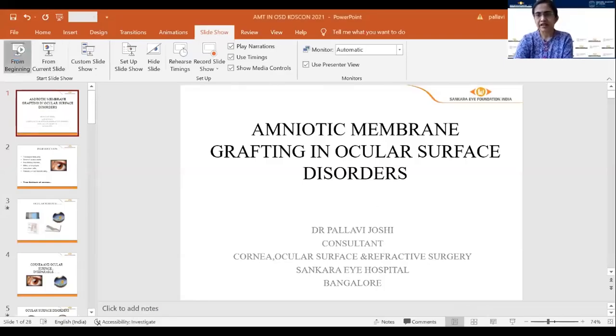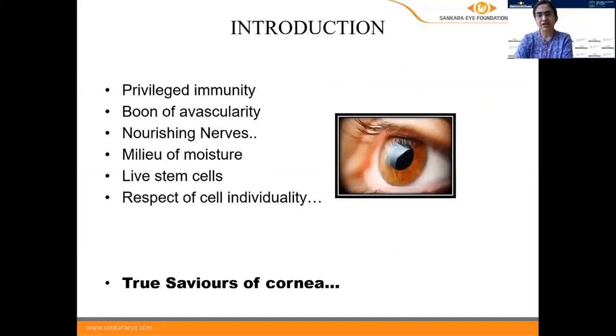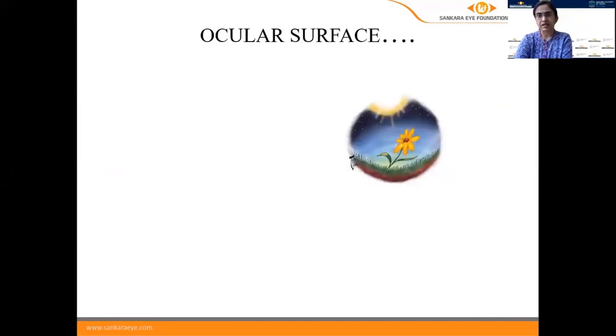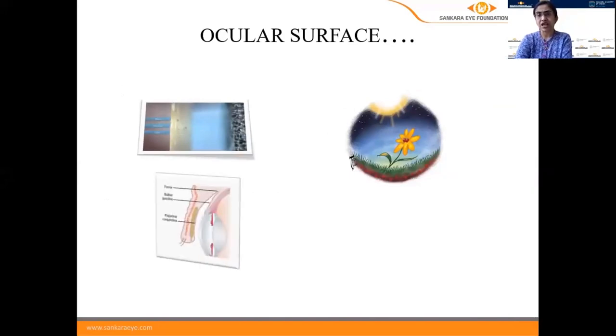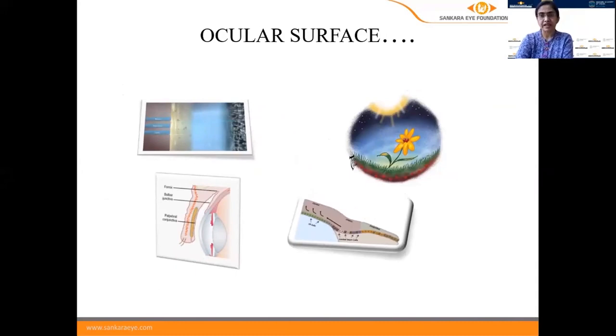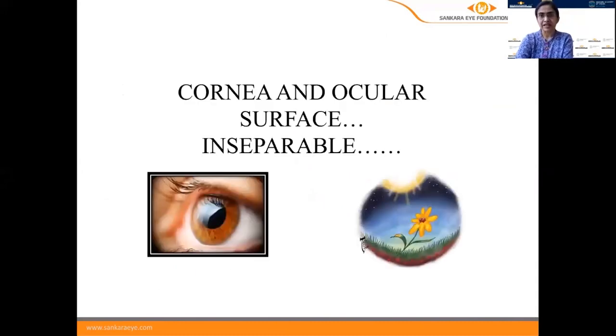As you all are aware, the cornea has a lot of saviors: privileged immunity, a boon of avascularity, nourishing nerves, and a milieu of moisture, which is provided with live stem cells. The ocular surface contributes to it by providing the tear film over it, as well as the adnexa with its protective function. Most important, the limbal stem cells allow it to go through all the wear and tear of day-to-day activities. Thus, the ocular surface and the cornea are inseparable.